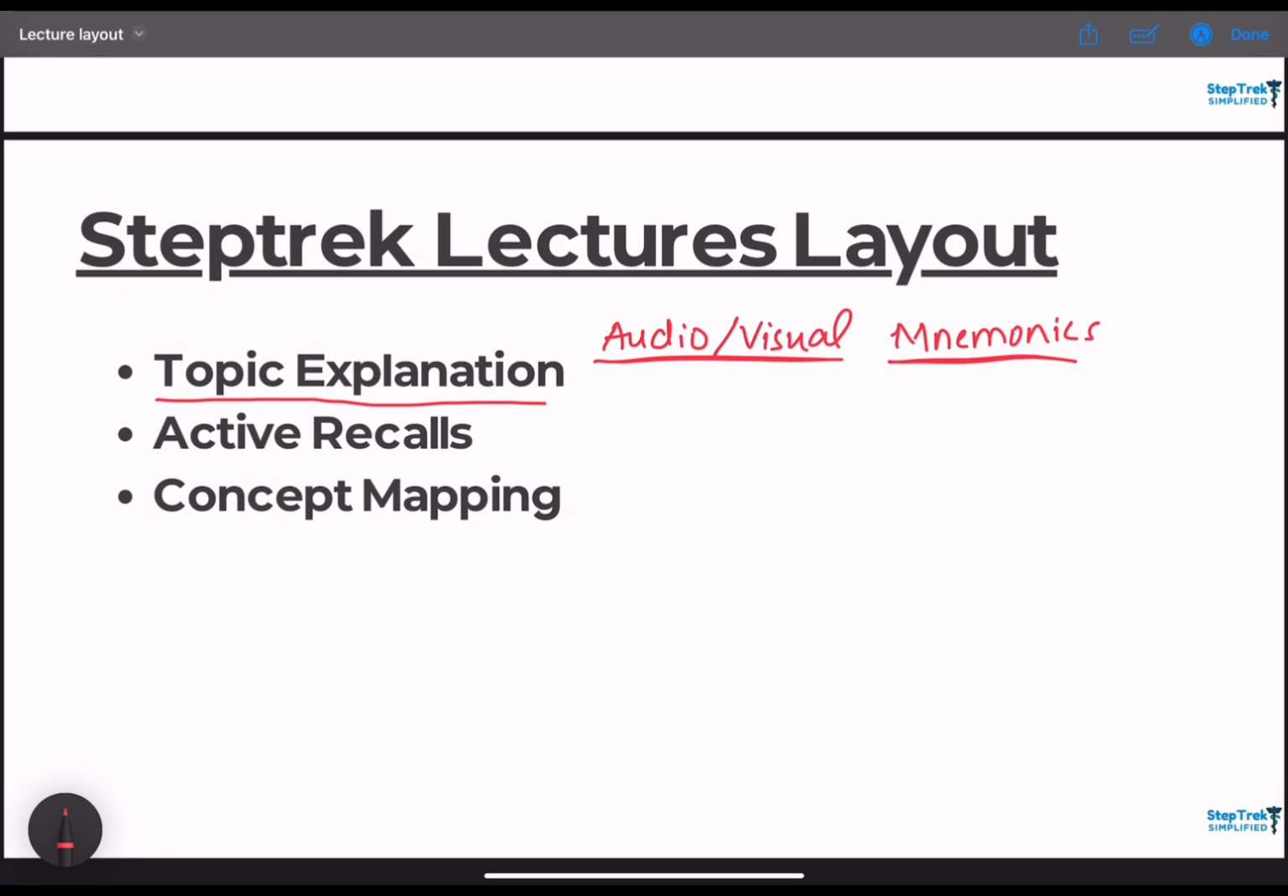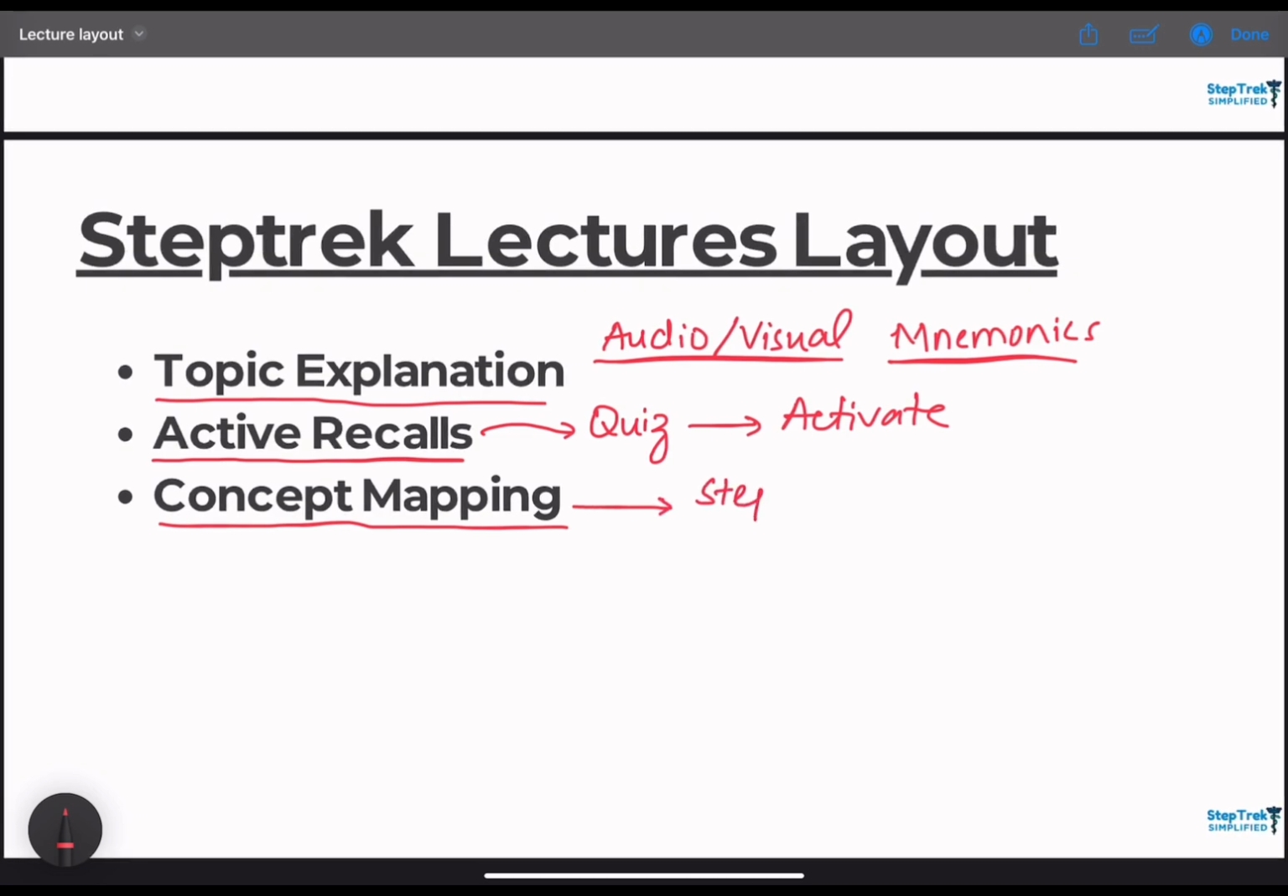After going through each topic, I would be having active recall questions. It would not just cover your first aid, but at the same time it will quiz you and activate your active recalling. And at last, I would be giving you step 1 style questions related to that particular topic.